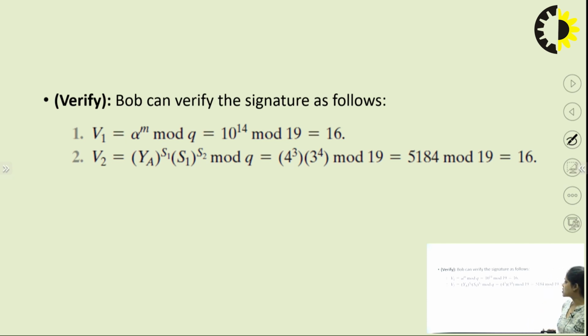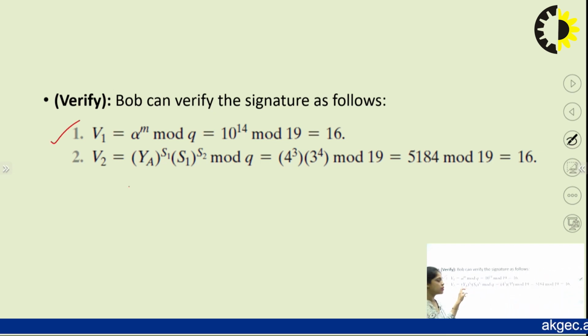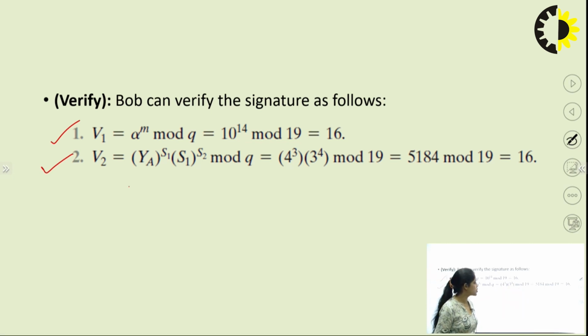Bob can verify the signature as follows. Step one: V1 equals alpha raised to m mod q, which is 10 raised to the power 14 mod 19 equals 16. And V2 equals ya raised to the power S1, times S1 raised to the power S2 mod q, which is 4 raised to the power 3, times 3 raised to the power 4 mod 19, equals 5184 mod 19, which is 16.